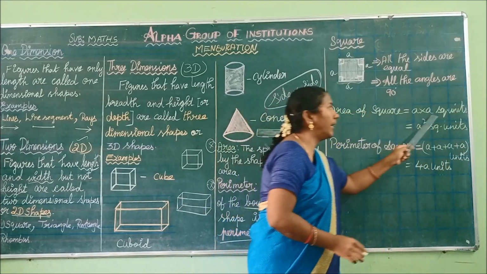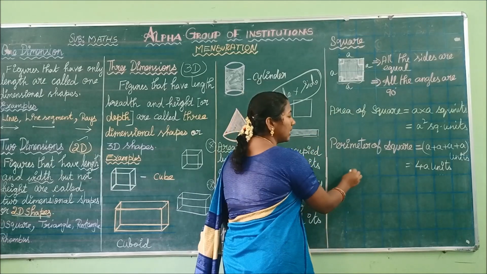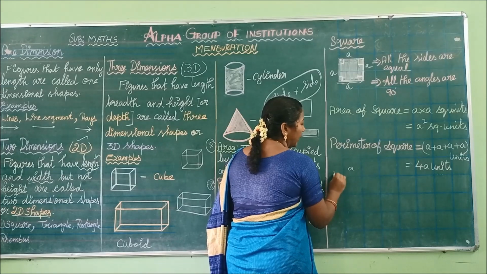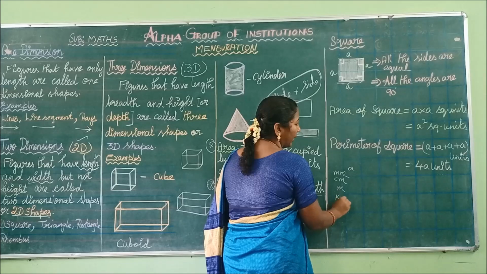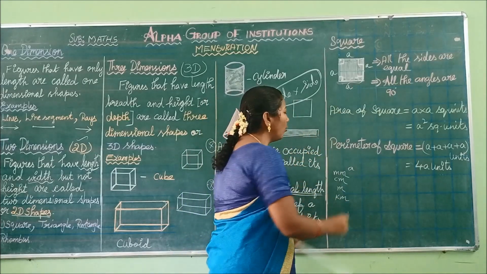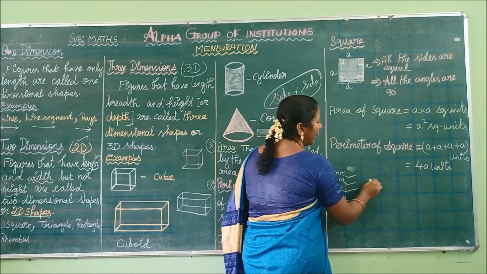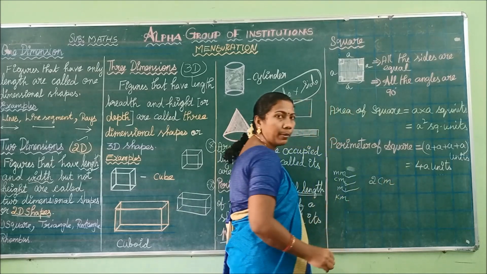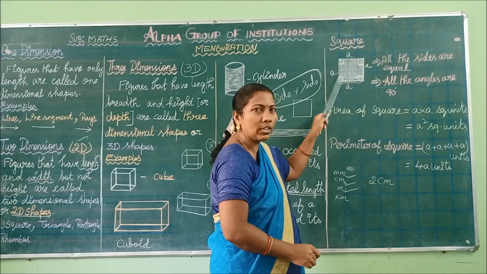Why are we writing square units here? Because the measurement of one side is a units. Units here usually means millimeter, centimeter, meter, kilometer. These are the units of length. Usually in problems they give millimeter, centimeter, meter like this. Let us take an example. If the side of the square is 2 centimeter, what are the measurements of all the sides? All the sides are 2 centimeter, 2 centimeter, 2 centimeter.